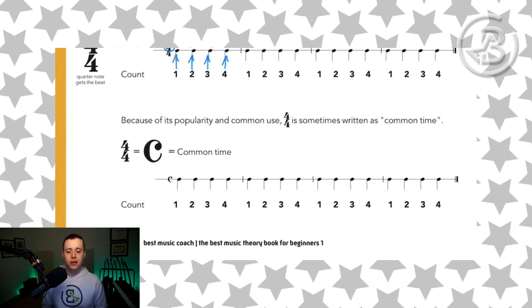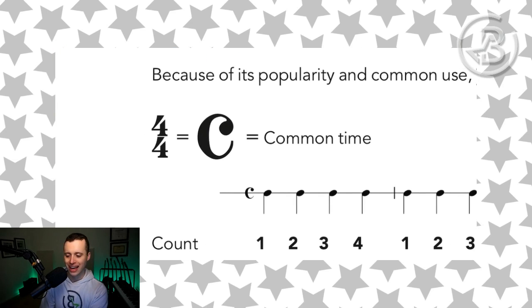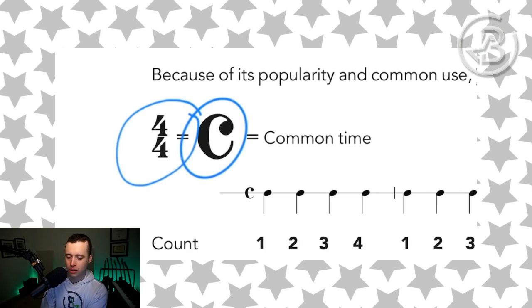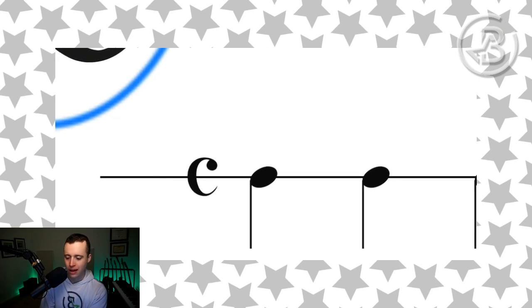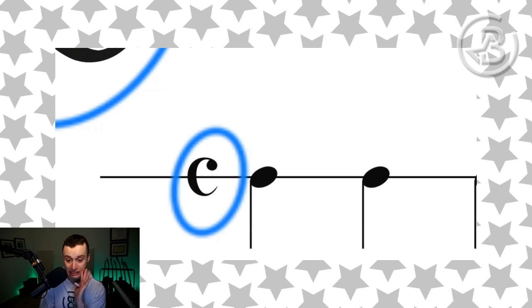Because 4/4 is the most popular time signature in modern music, it's also called common time. And to save us all some energy having to write a bunch of 4s, you can abbreviate 4/4 with a C. This right here is a time signature, believe it or not. Just the letter C is in and of itself a time signature, and the letter C just means common time or 4/4. So if you ever see a C, it actually is a time signature, and it means 4/4.